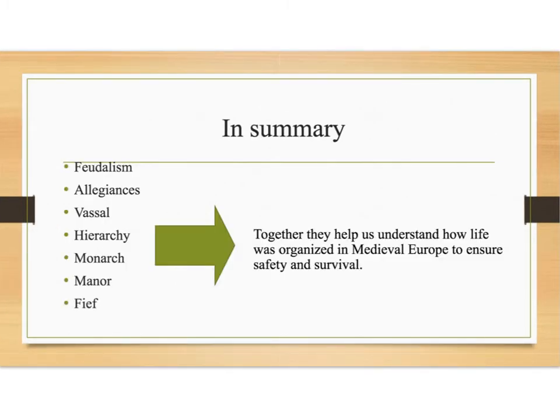In summary, the terms feudalism, allegiance, vassal, hierarchy, monarch, manor, and fief together help us understand how life was organized in medieval Europe to ensure the safety of all and the survival, most importantly. Quick review. Feudalism, the system in which things were organized during medieval Europe, included allegiances between kings and knights and other vassals. Remember, vassals are people that are subordinate to somebody else. In the form of a hierarchy, you have many vassals, people that are below or above other people. At the very top of the hierarchy, you have the monarch, which can then gift manors in the form of fiefs to those vassals that are beneath him or her.